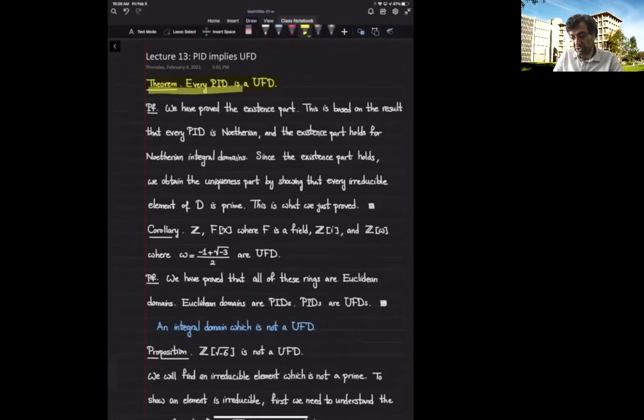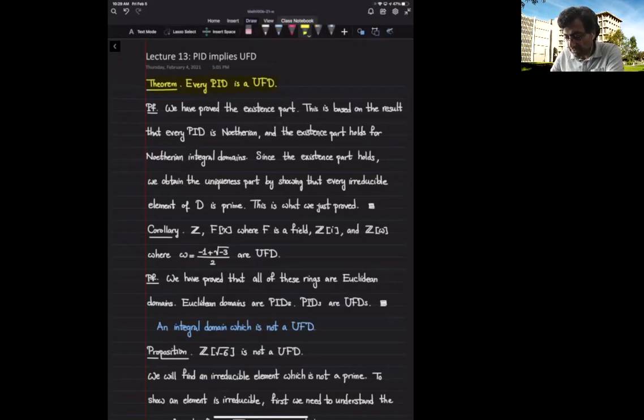This is, of course, the generalization of the fundamental theorem of arithmetic, which says that every non-zero integer, not plus or minus 1, can be written as a product of primes up to sign. Okay, so let's go through the proof of this statement.